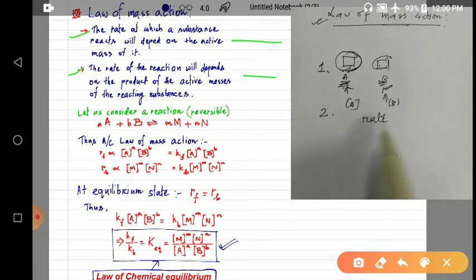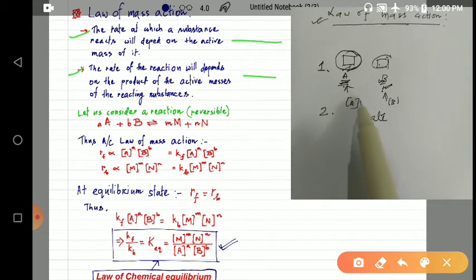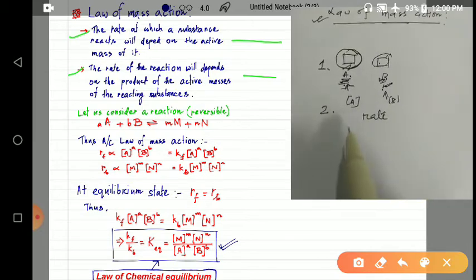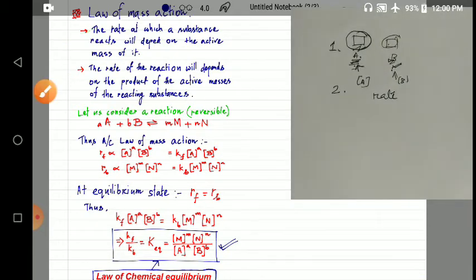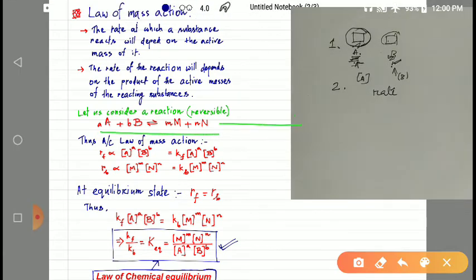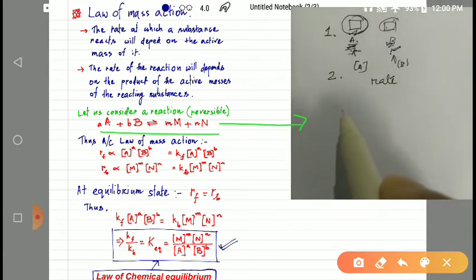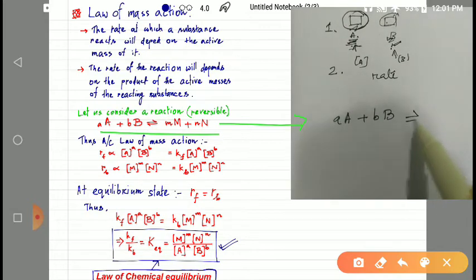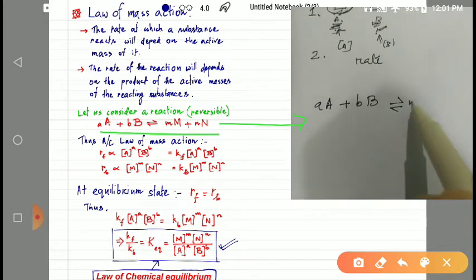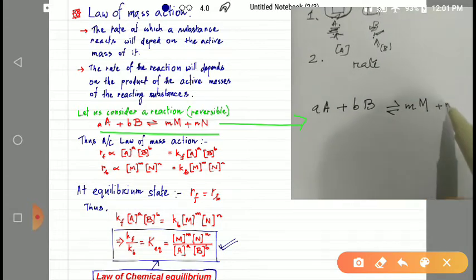Okay, so the rate is going to depend upon the product of the active masses of the reacting substances. We can understand this by using one reaction. Here the reaction is: a moles of A will react with b moles of B, and let's suppose they form m moles of M and n moles of N.